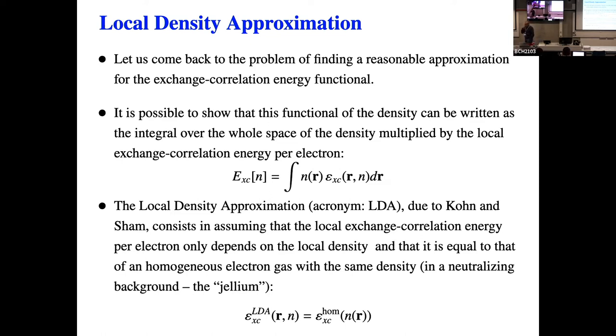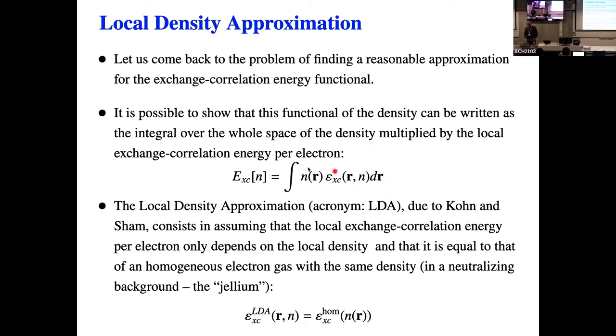And so one of the nice things of the paper of Kohn and Sham, which made the success of that paper, was that they also came up with a reasonable approximation for this exchange correlation functional. So how does it work? They first still used a general expression, which is always valid. They said that the exchange correlation functional can be written as an integral over the density times a density of exchange correlation, sorry.